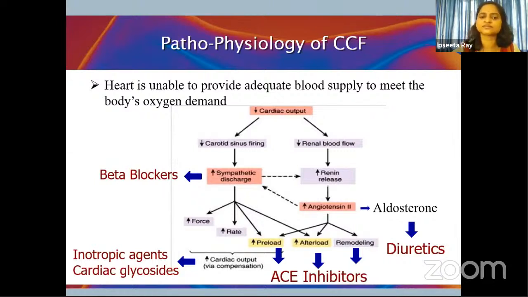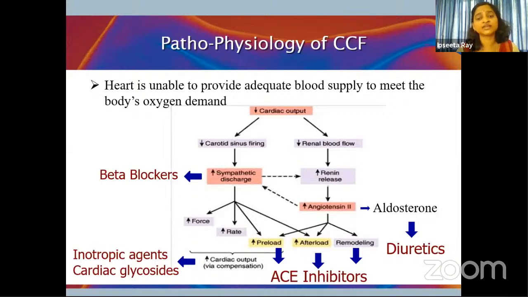When there is a decline in cardiac output, there is a compensatory mechanism by the body. That is, it increases the sympathetic discharge. There is increase in heart rate. At the same time, when there is decrease in renal blood flow, there is increase in renin release. As a result, it increases the angiotensin 2 levels. When angiotensin 2 levels are increased, there is also accumulation of aldosterone, which causes sodium and water retention.